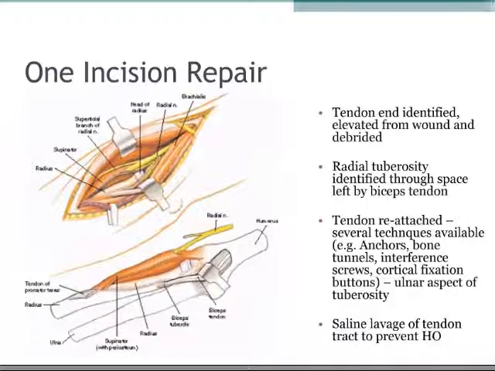There's several techniques for reattaching the tendon. Currently there are techniques such as bone anchors, bone tunnels, interference screws, and cortical fixation buttons. The tendon is usually reattached to the ulnar aspect of the tuberosity, to give you the maximum lever for supination, which is the main function. Saline lavage to the tendon to try and prevent heat injury.